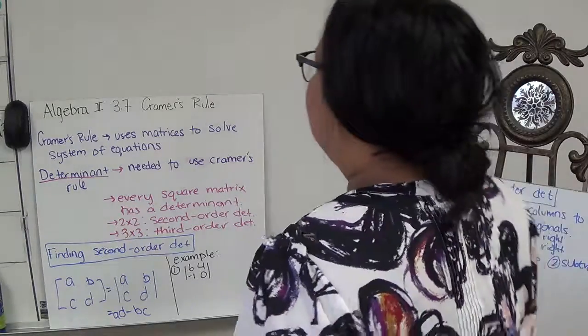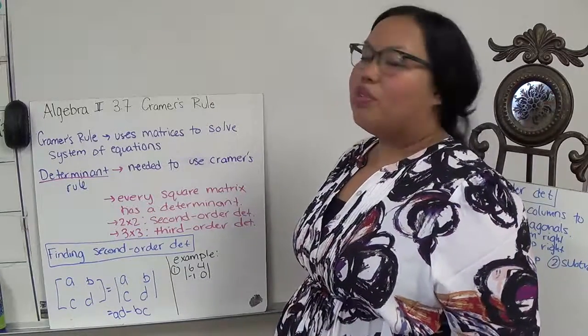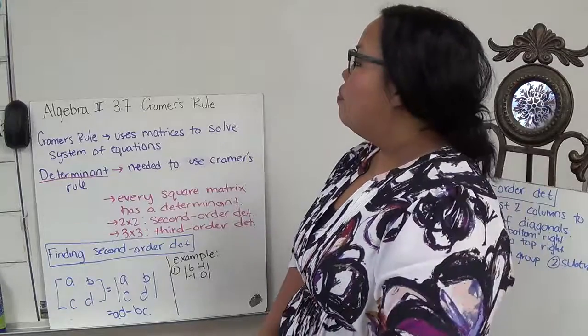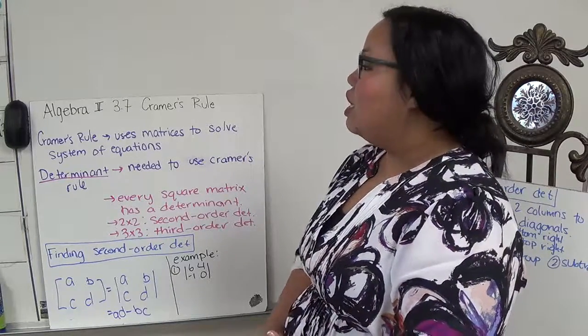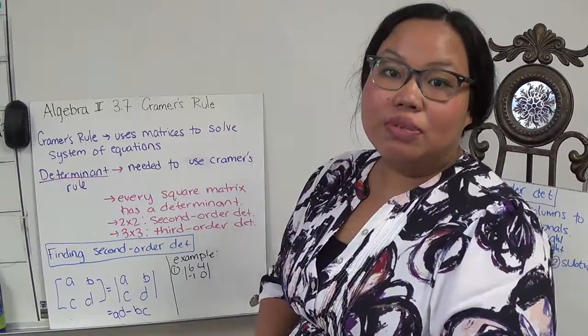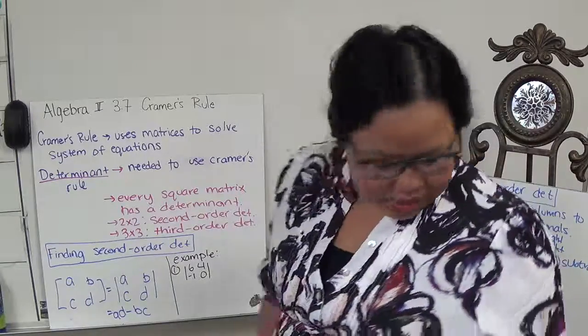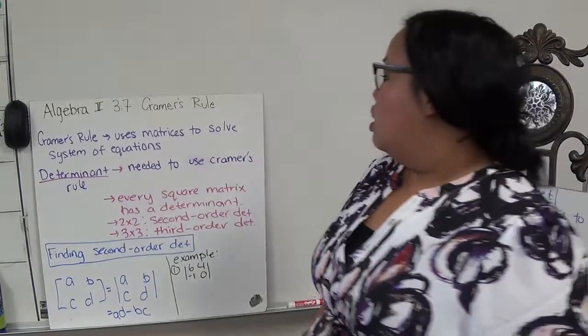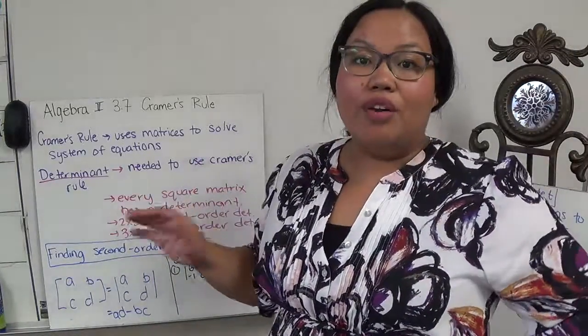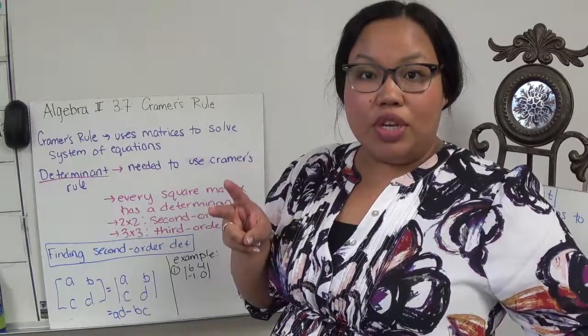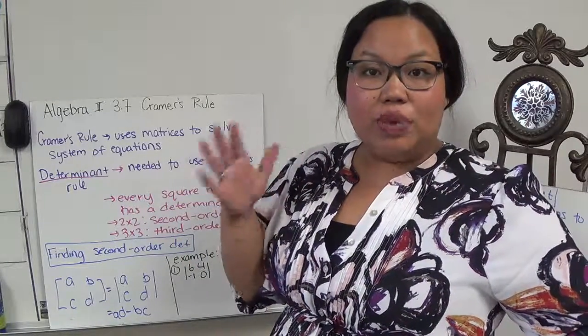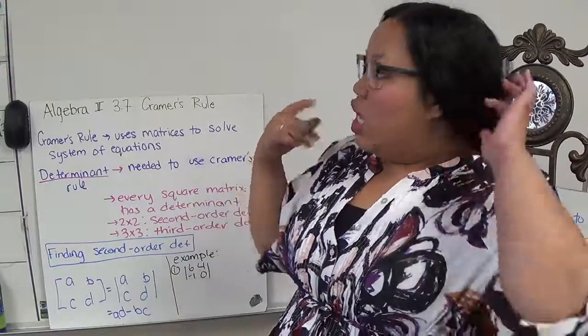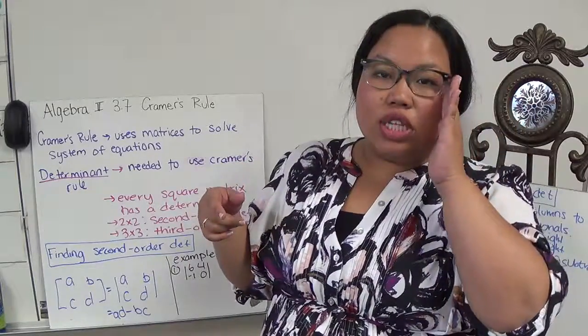In Algebra 2, Section 3.7, we're dealing with Cramer's rule. Cramer's rule is basically another way of solving systems of equations. Systems of equations are the ones where we have two missing variables and two different equations, or three different variables, x, y, z, and three different equations, which in 3.4, some of you had a hard time solving.